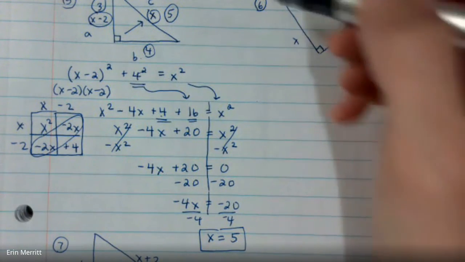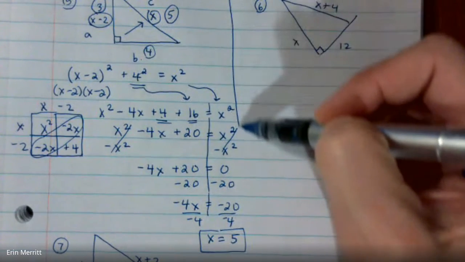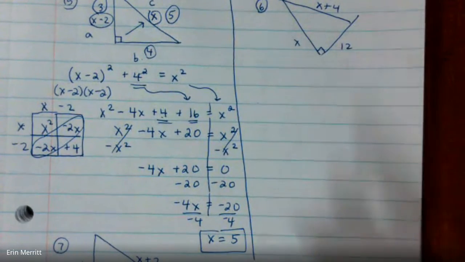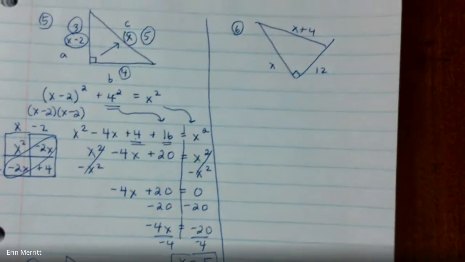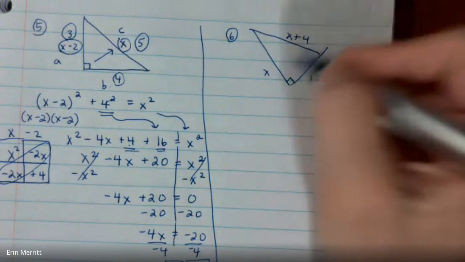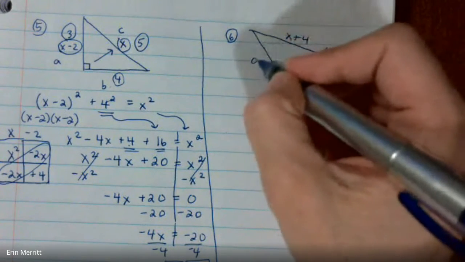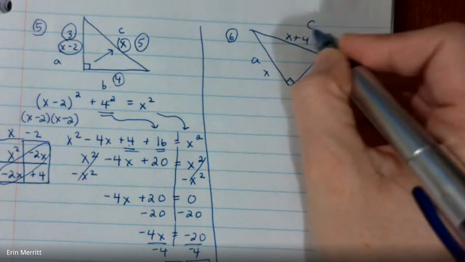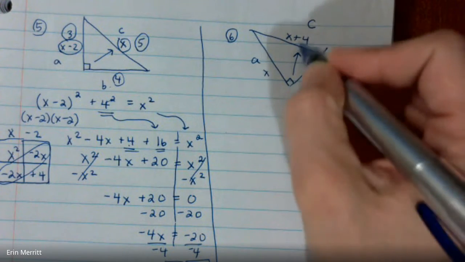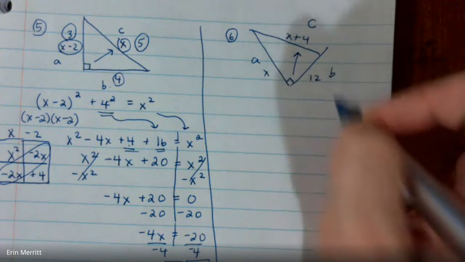Right? We're going to try that same thing again. I'm hoping I left myself enough space here. We're going to see. I'm going to slide this over a little bit. Take a look. A, B, C. Make sure the hypotenuse is always C. A and B you could flip-flop.